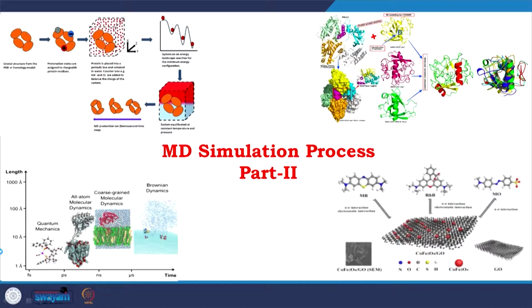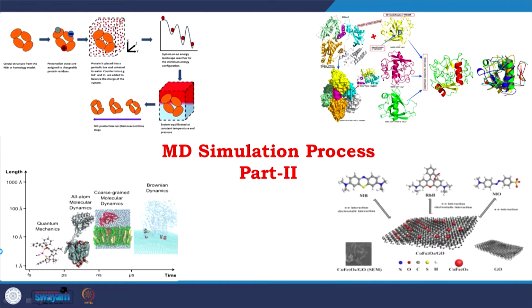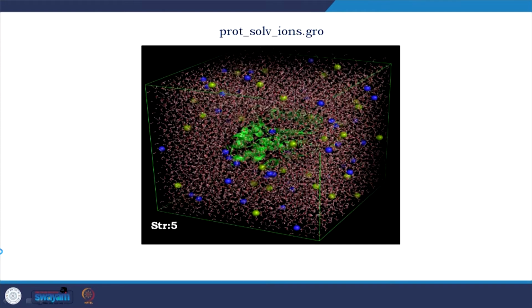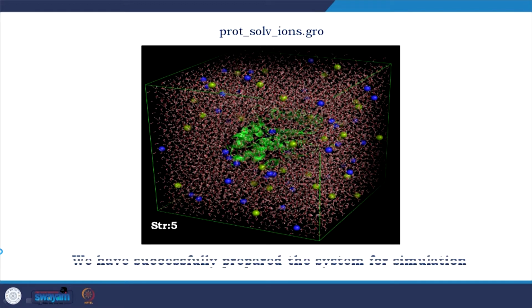We are continuing with MD simulation, and from the previous class we are discussing the process to run a sample through MD simulation, which is the MD simulation process. So today we will discuss the next part of the MD simulation process. In the previous class, we prepared protein_solv_ions.gro. That is the setup where you get the protein, the solvent, the box generated, and the ions.